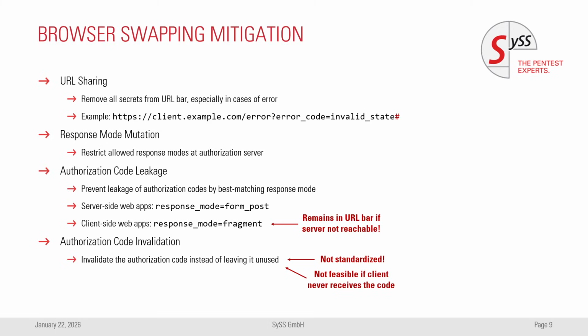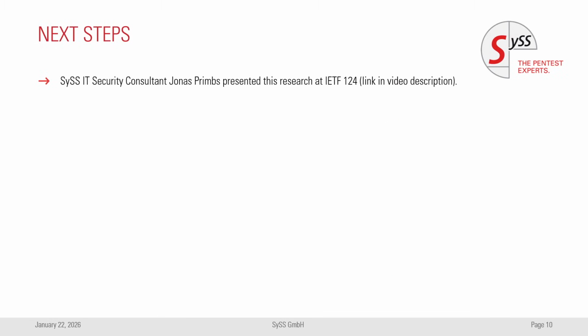While invalidating tokens could provide a means of mitigation against browser swapping attacks, there are additional problems associated with this measure. When the client redirect URI is not reachable, the client never gets the authorization code and can therefore not invalidate it. This is feasible through a number of different ways, which are currently under discussion with the OAuth Working Group of the IETF. SySS has sent IT security consultant Jonas Primbs to the recent IETF meeting 124 in Montreal.